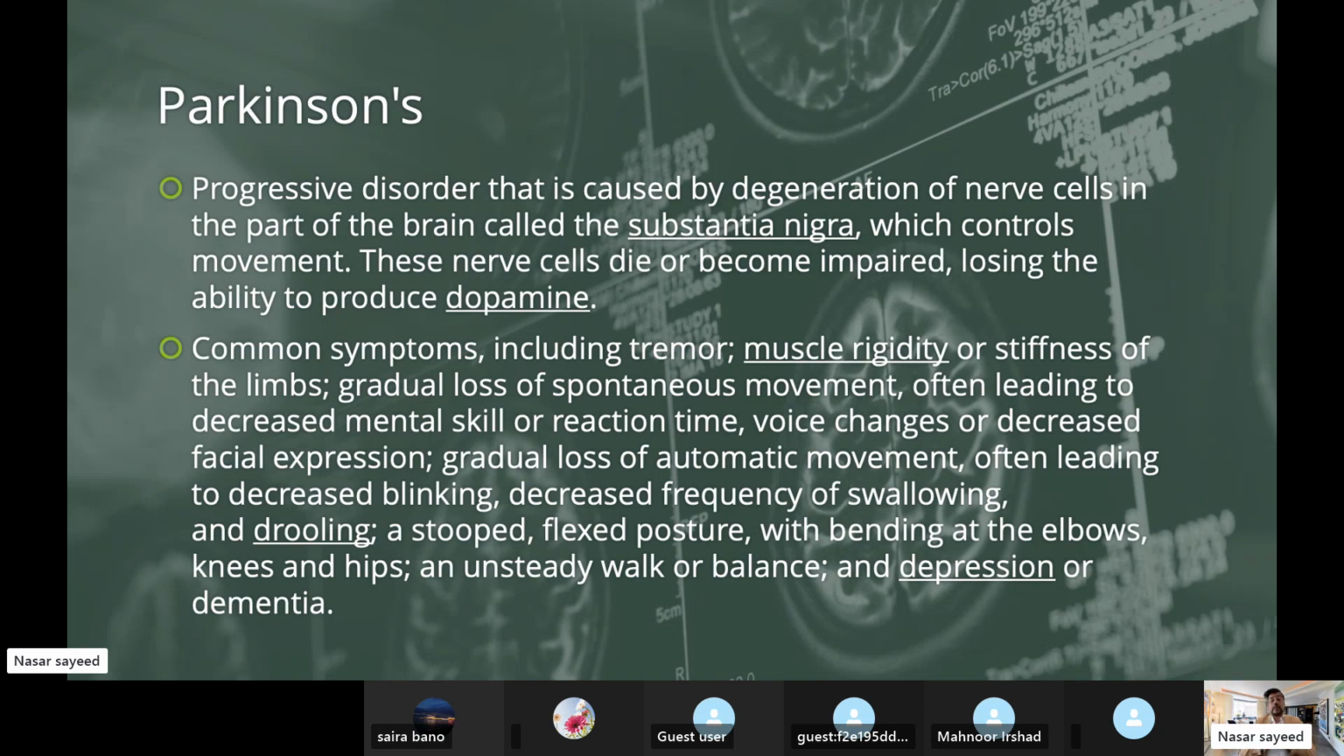Parkinson's disease, progressive disorder that is caused by degeneration of the nerve cells in the part of the brain called substantia nigra, again basal ganglia, which controls the movements. The nerve cells die or become impaired, losing the ability to produce dopamine. Now, this is a very tricky situation. Once the person develops Parkinsonism, very recently, one of my patients passed away actually.